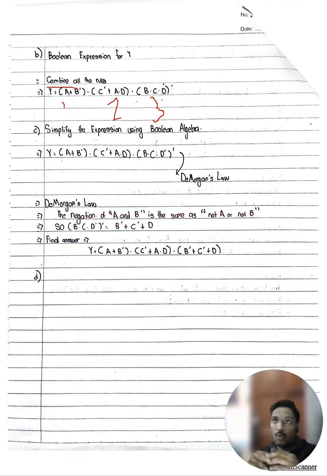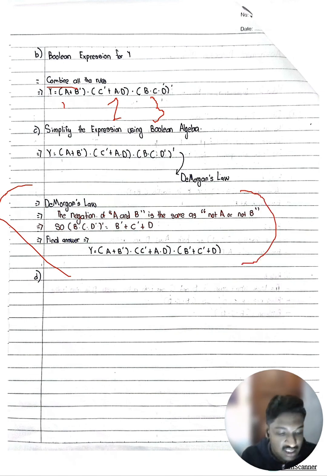Now, how am I going to simplify this formula using De Morgan's law? So what is De Morgan's law? This is the simple explanation I gave myself to understand De Morgan's law, and also for the presentation. De Morgan's law says the negation of A and B is the same as not A or not B, which means the bar of B times C times D equals B bar plus C bar plus D bar. So this is De Morgan's law.